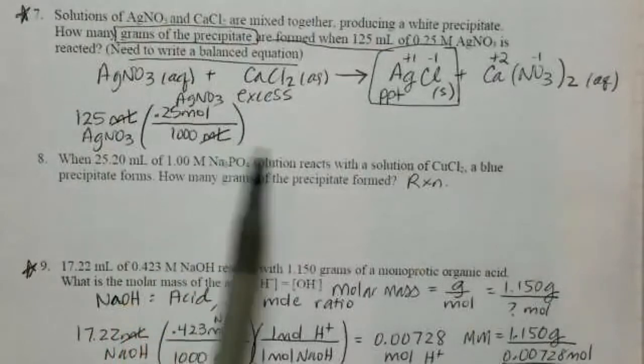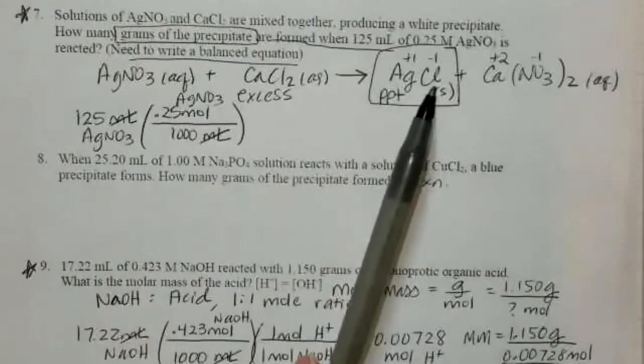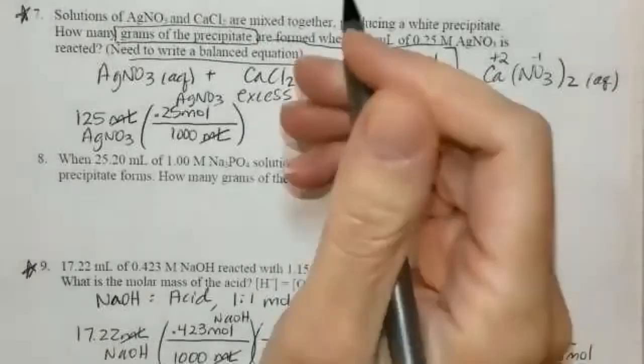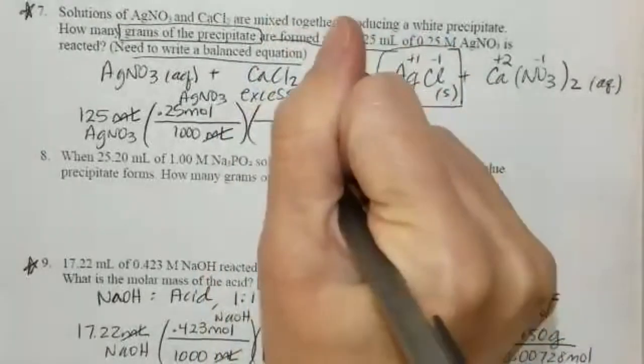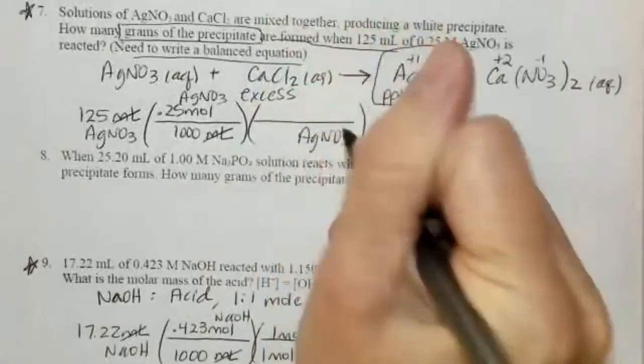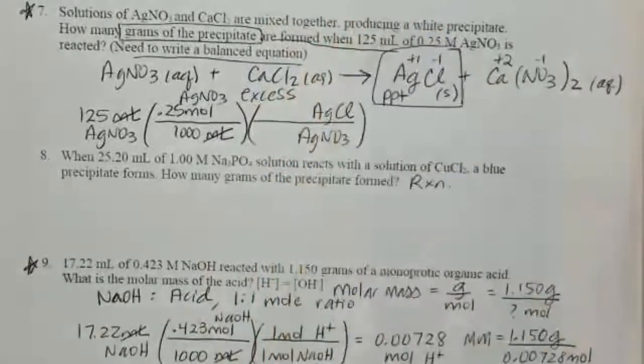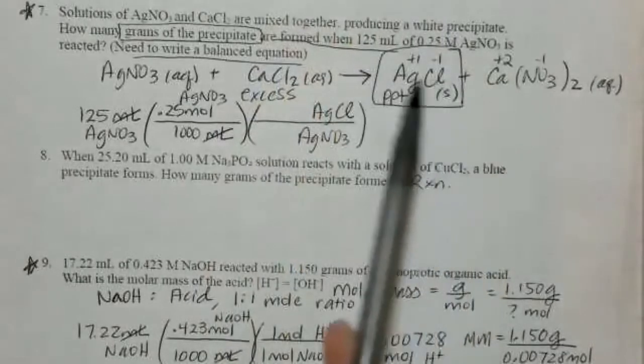Now what's different now is I have a balanced equation. I'm doing a chemical reaction. So my pass through in the middle has to be my mole to mole ratio. So I'm going to get rid of silver nitrate on the bottom, and I'm going to go to silver chloride on top. Now, before we do that, I hadn't balanced the equation yet.